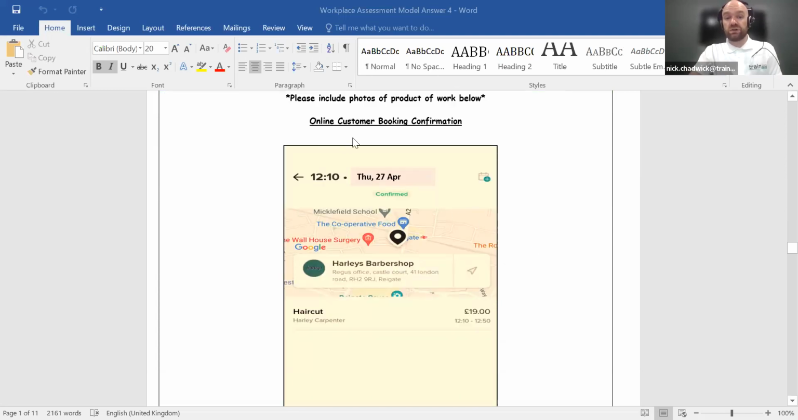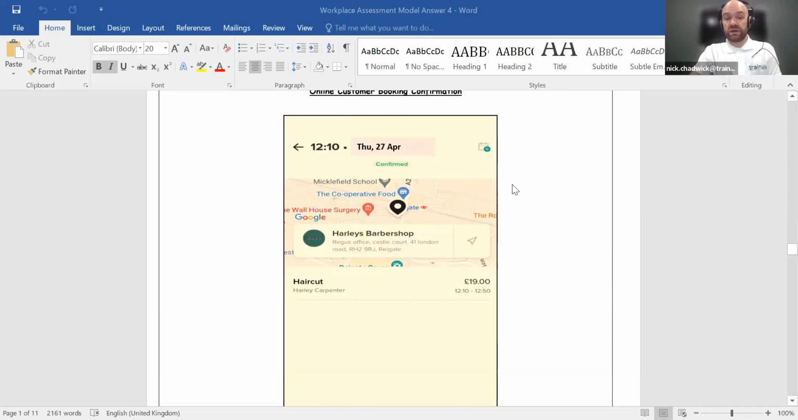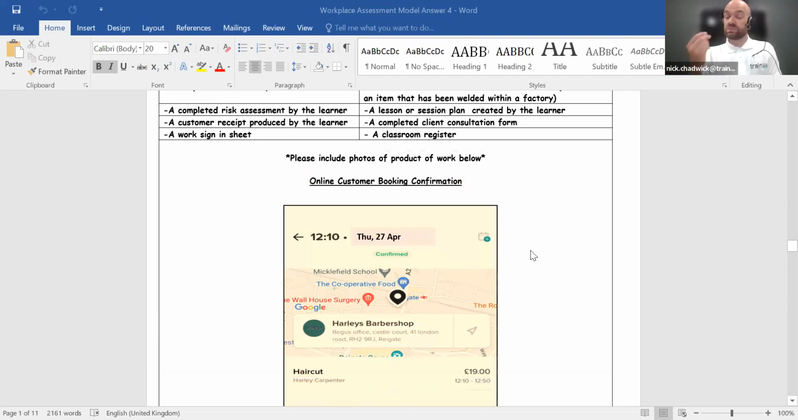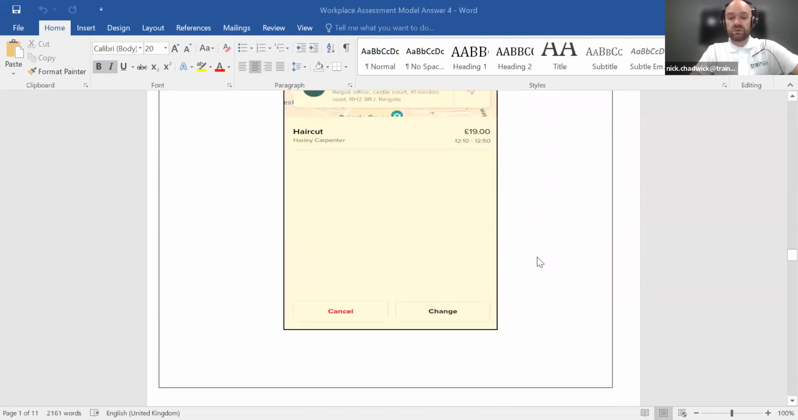I have got an online customer booking confirmation there. That is a product of work. So this is proof that the assessment will and has taken place. Okay, so this is very good evidence. So it's a receipt for the customer there.